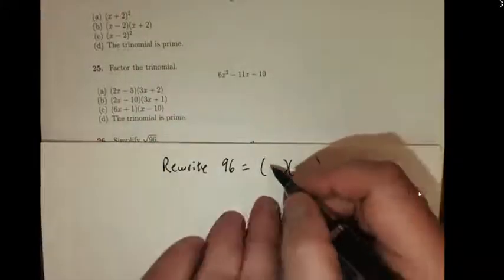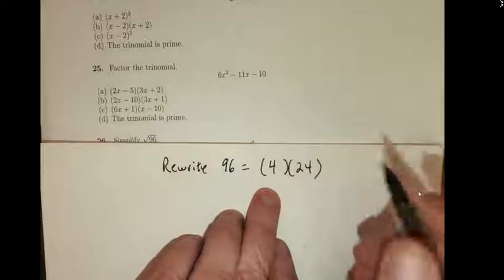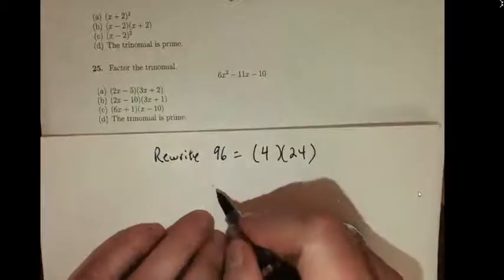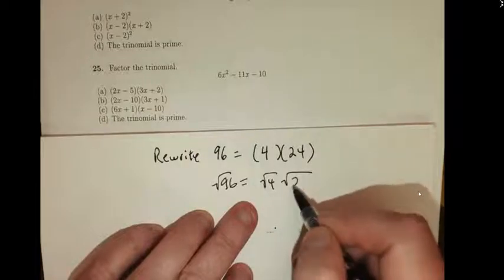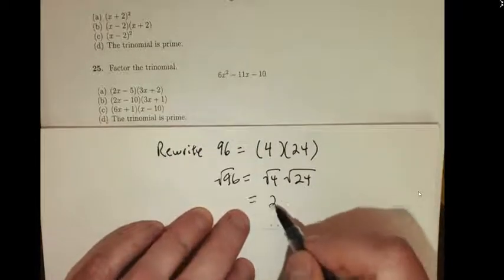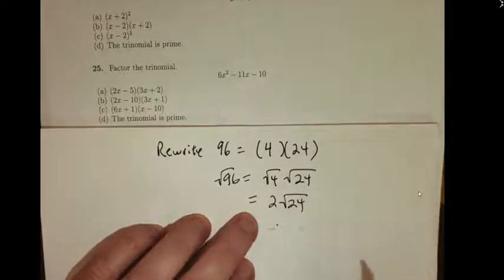I can rewrite 96 as 4 times 24. Okay. So I can rewrite the square root of 96 as the square root of 4 times the square root of 24. And the square root of 4 is 2. Now, you're not done yet.